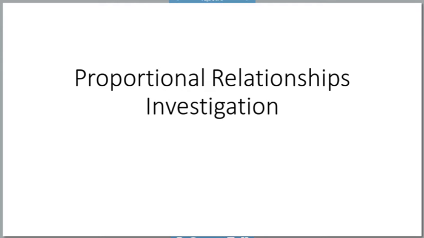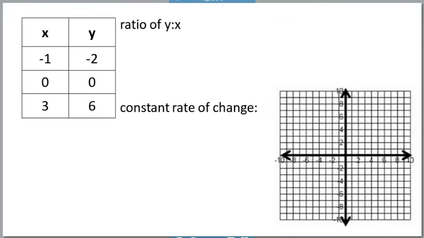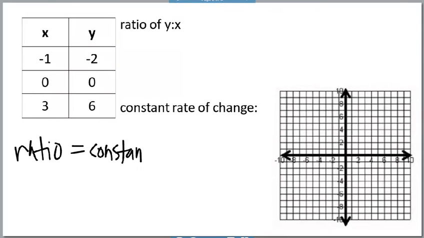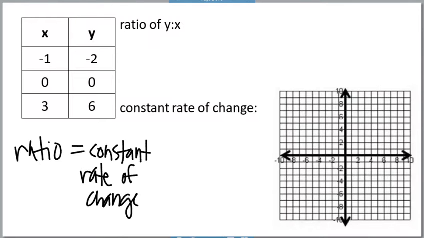Okay, so we're going to investigate a little more about proportional relationships. So let's take a look at our first set of numbers. We have our x's and our y's. And in order for us to start seeing if something's proportional, what you know right now is that the ratio has to equal the constant rate of change. And all the ratios have to equal each other.